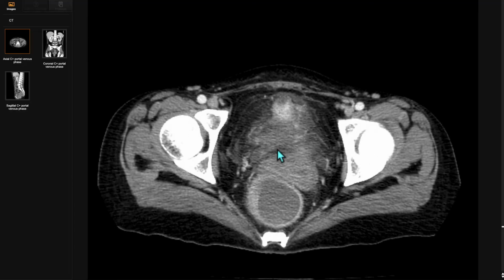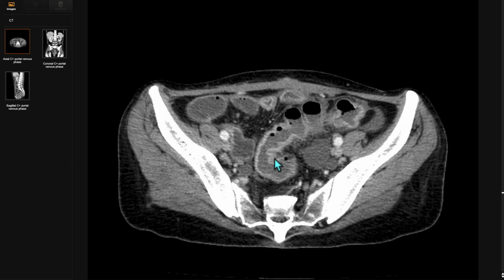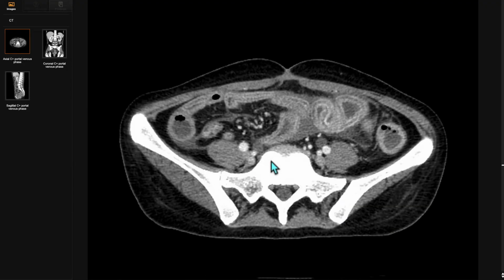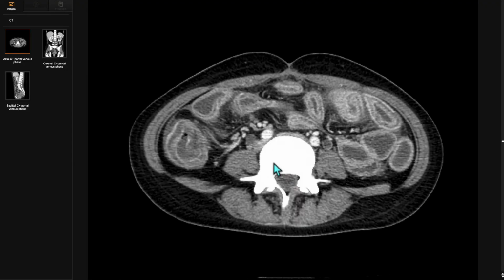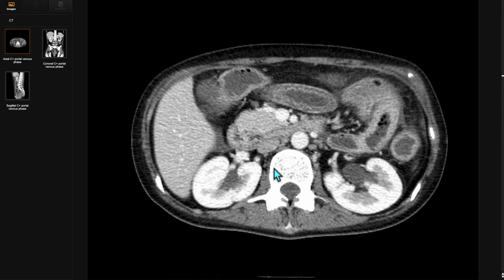This indicates a systemic inflammatory process, and this patient had elevated inflammatory biomarkers and was eventually diagnosed with lupus vasculitis, which can also have genitourinary manifestations, such as the ones that we see in this case.